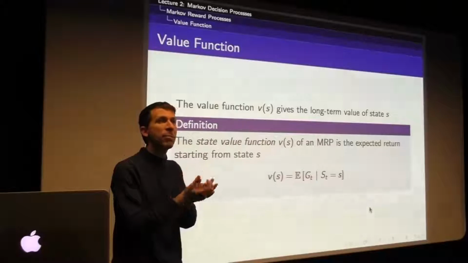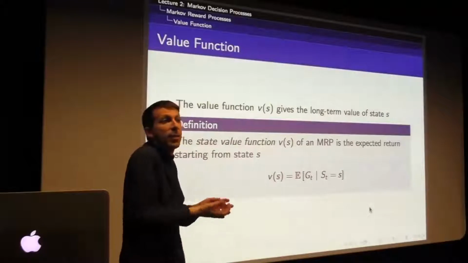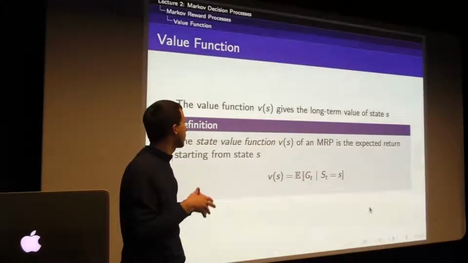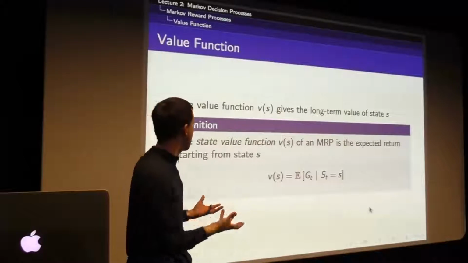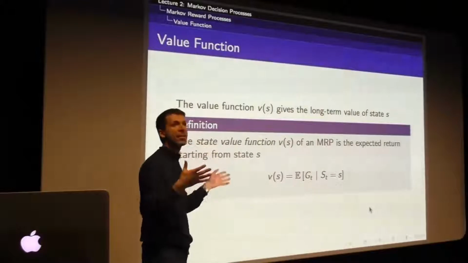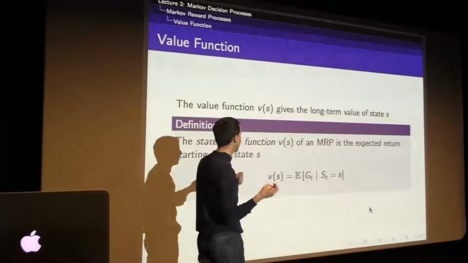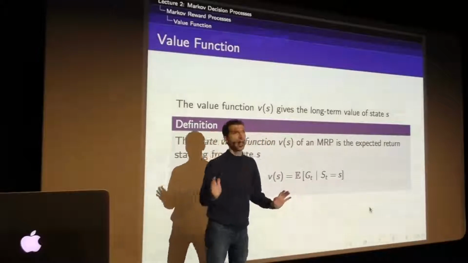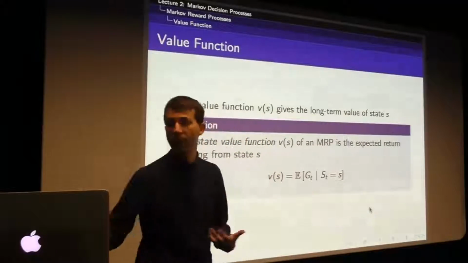So this is the central quantity. We prefer to be in states that give us more total reward. And so the formulation of our problem is to say, let's first of all just measure that. In an MRP, there's no concept of maximizing. We're just saying, let's just measure how much reward we'll get. But when we get to MDPs, we want to maximize this quantity.